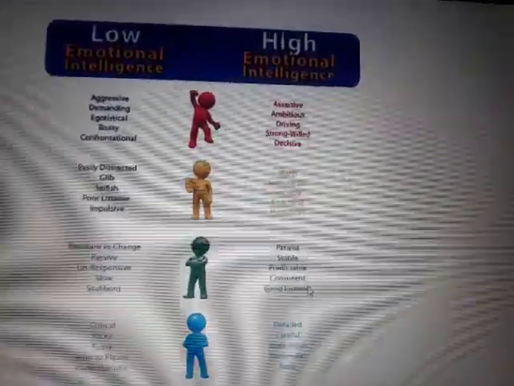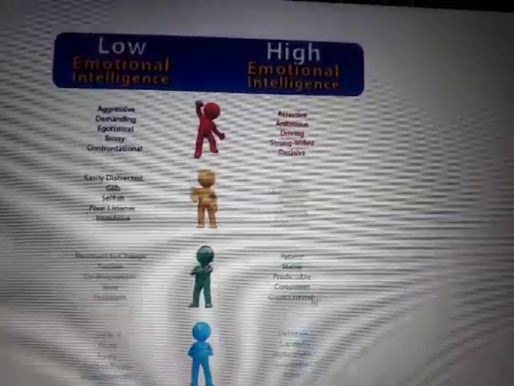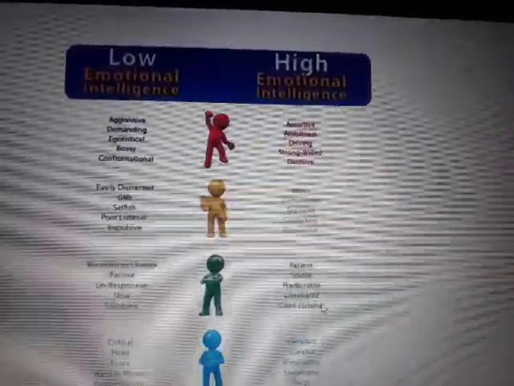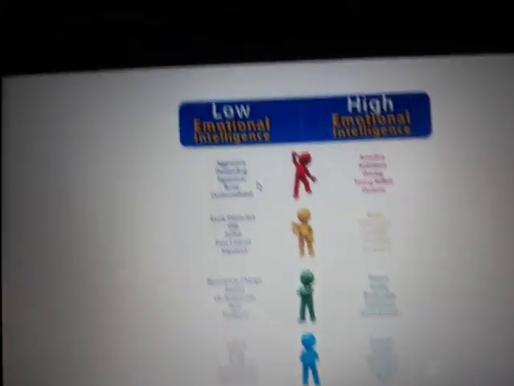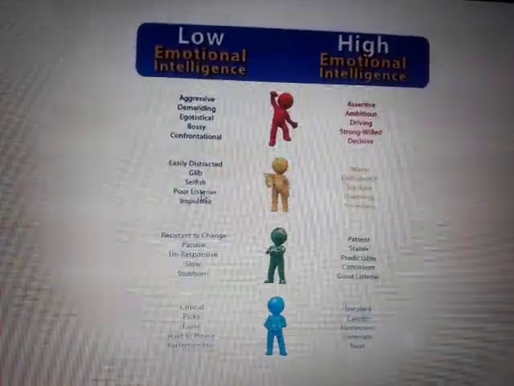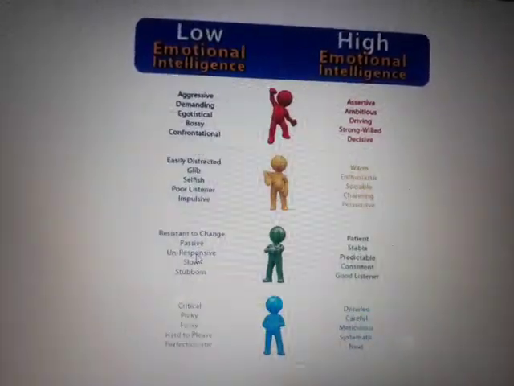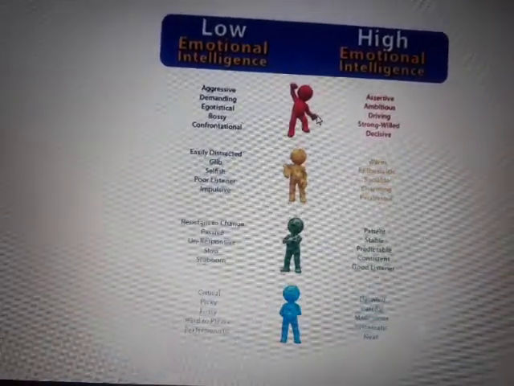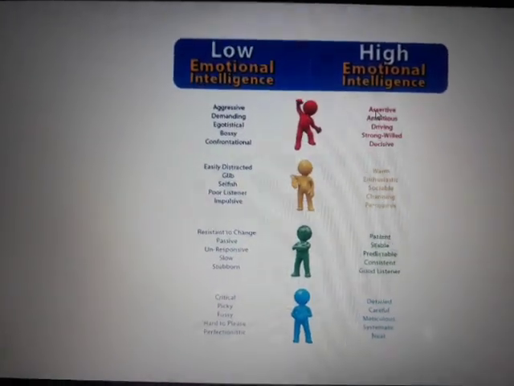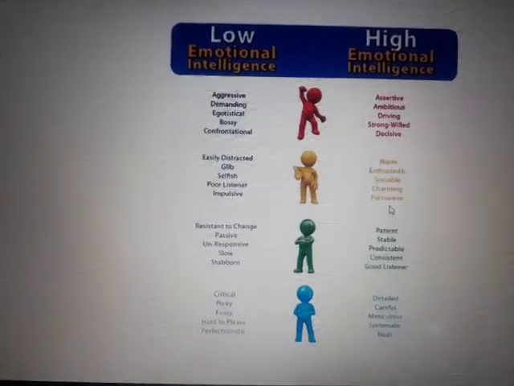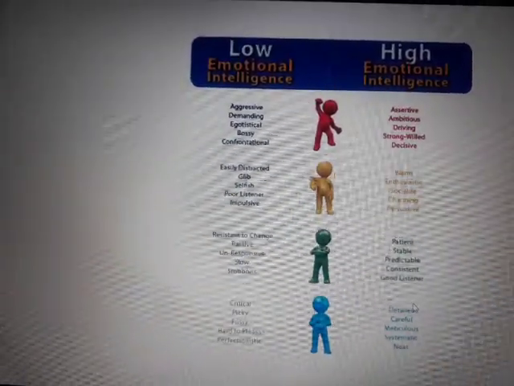So now let's see what is the difference between a person with low emotional intelligence and a person with high emotional intelligence. A person with low emotional intelligence would be aggressive, bossy, confrontational, a poor listener, passive, unresponsive, critical, picky, fussy. Whereas a person with high emotional intelligence would be assertive, decisive, warm, enthusiastic, patient, and all the other qualities that you see on this slide.